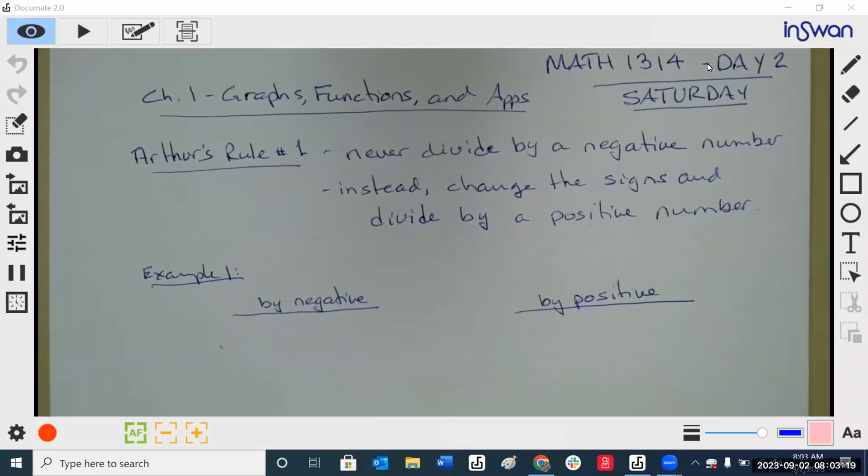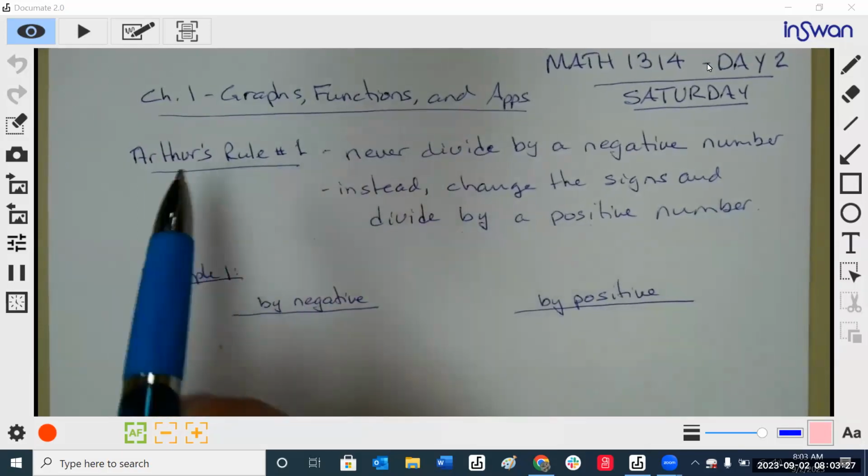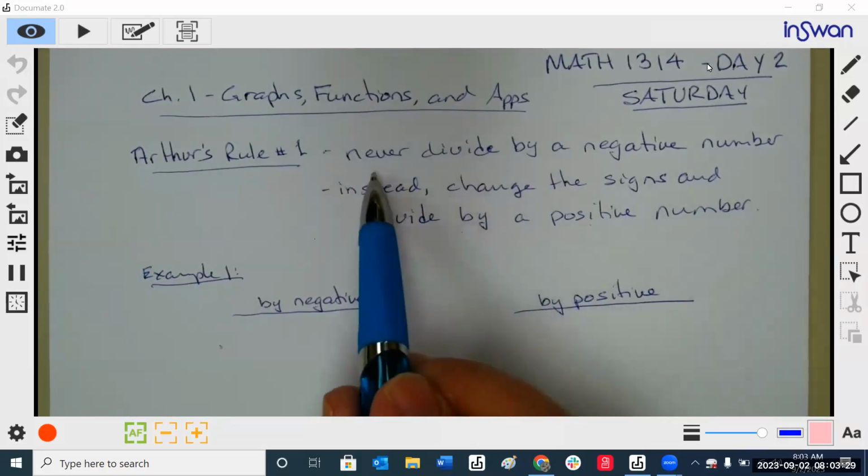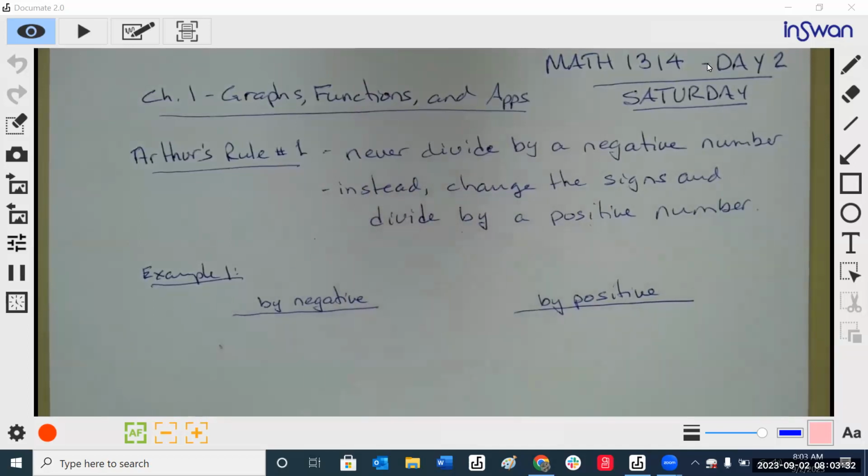So what we did last time, we talked about graphs and slopes and points. We did the introductory stuff, but I want to talk to you first about a rule I have. I know when you're in school, the teacher said whenever you're solving for a variable, if there's a negative, just divide by the negative. I'm going to try to get you away from that.